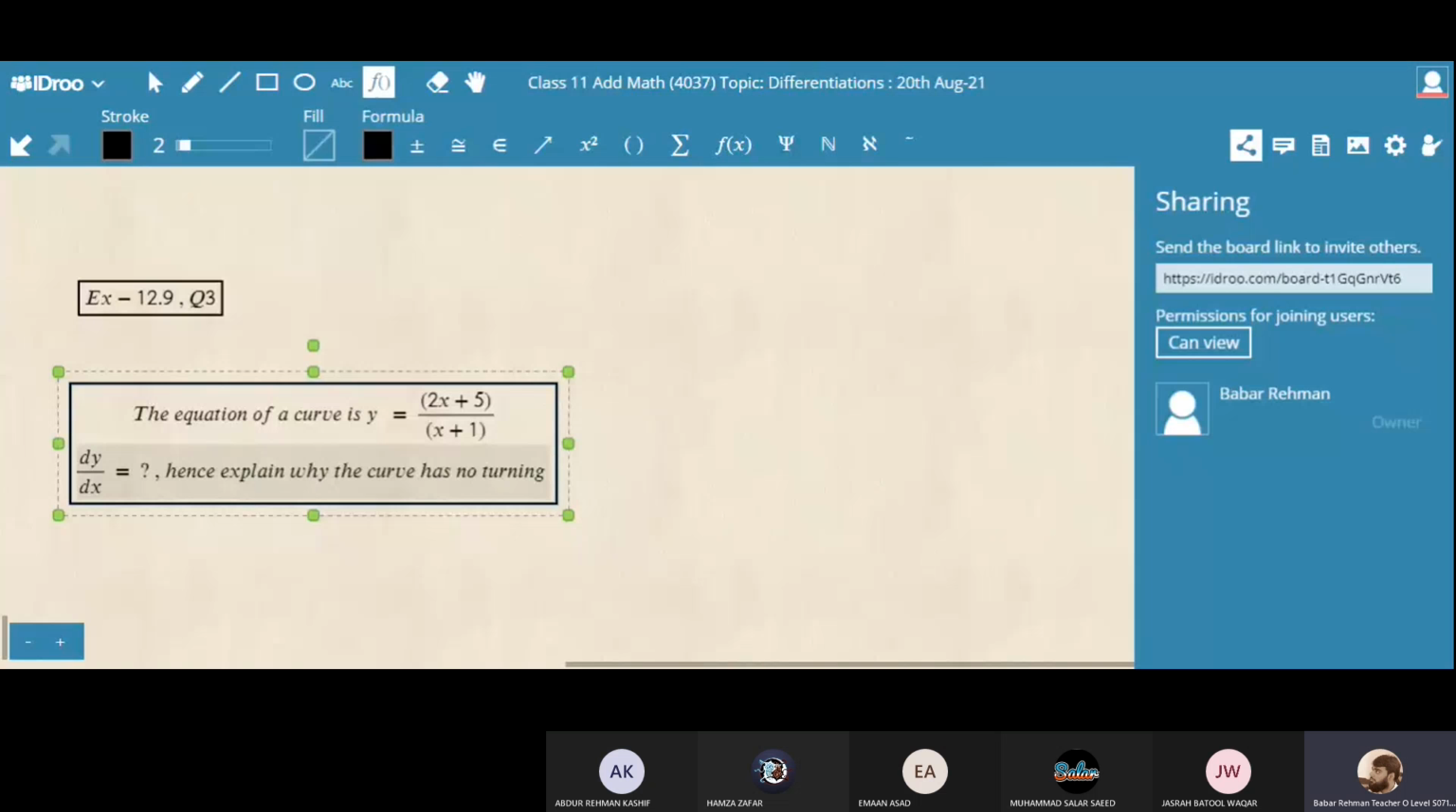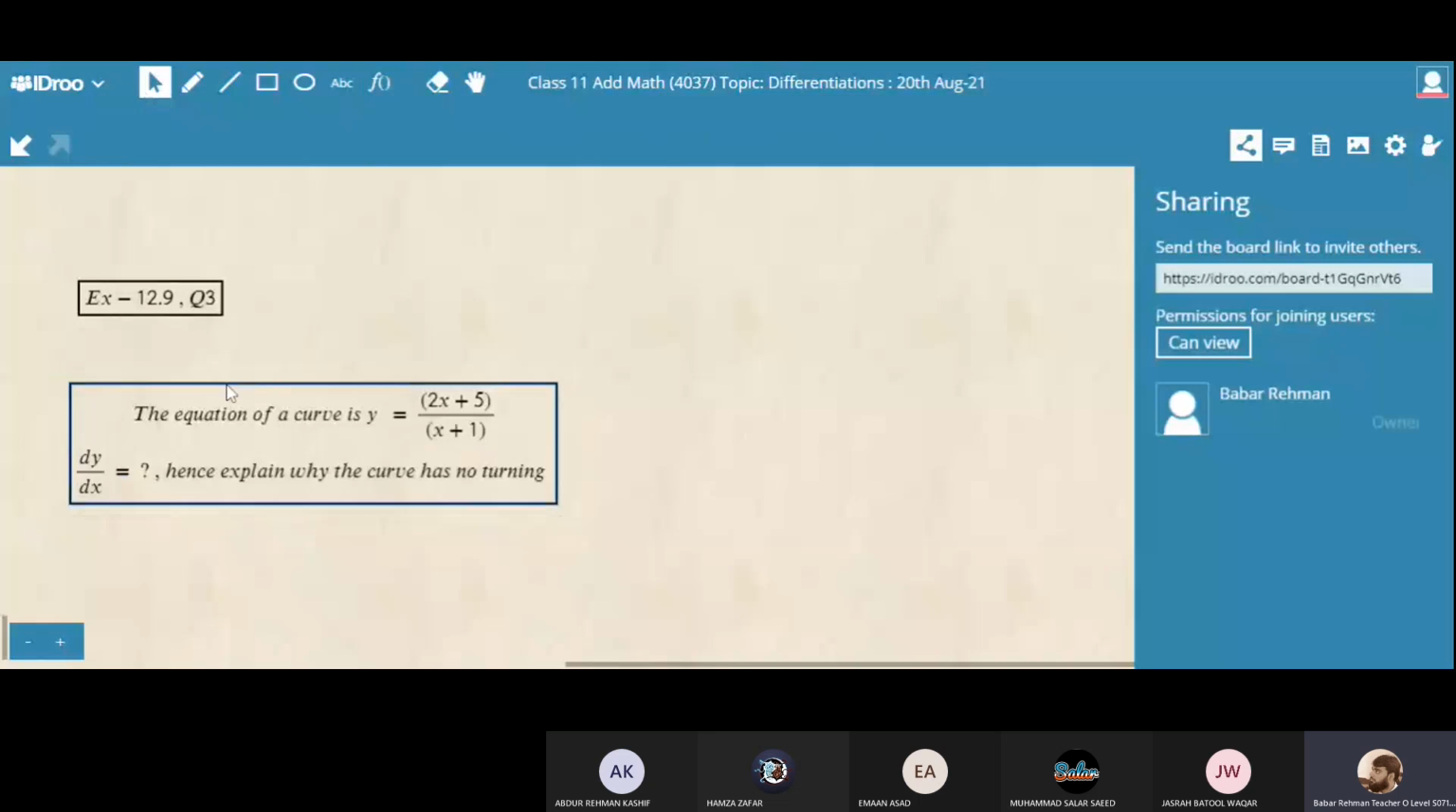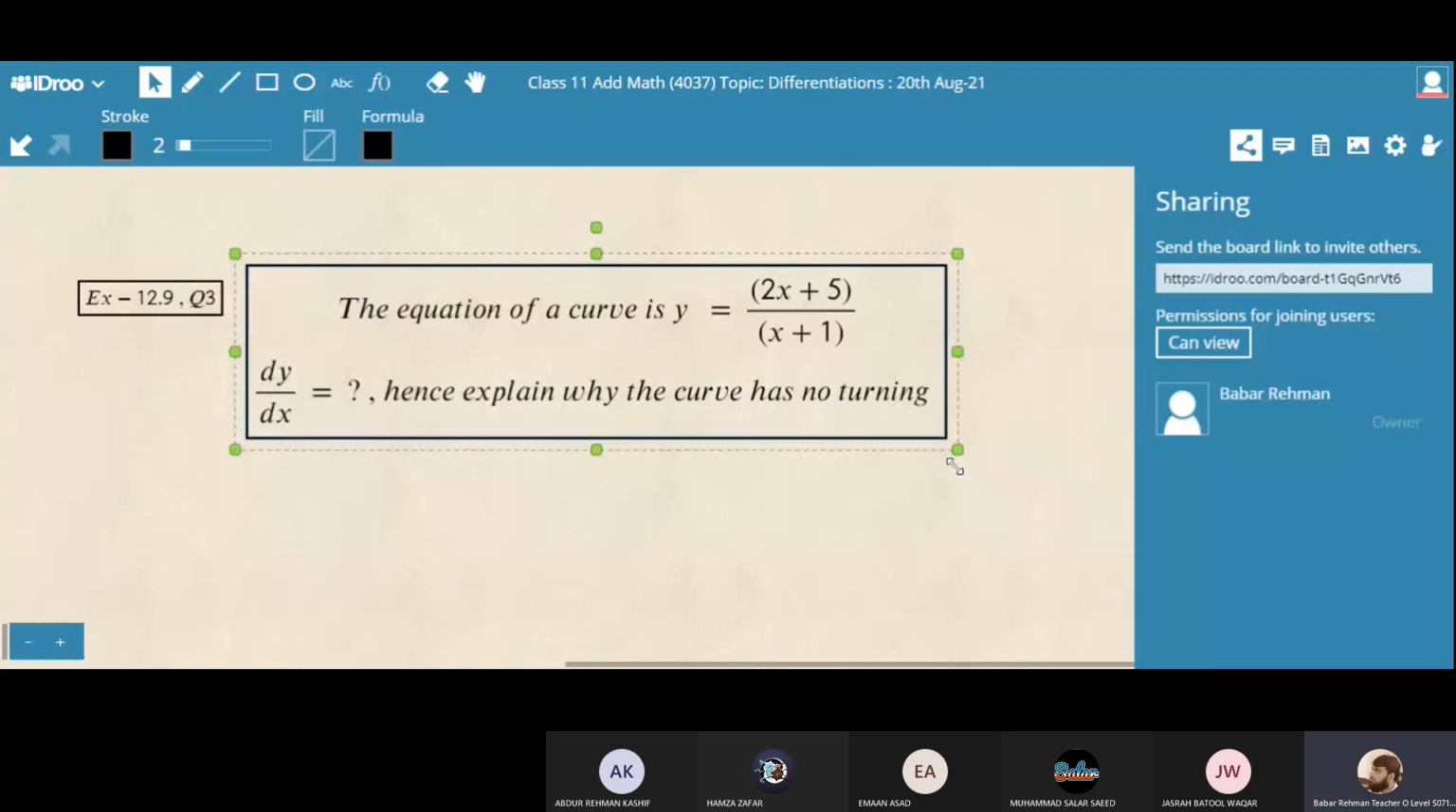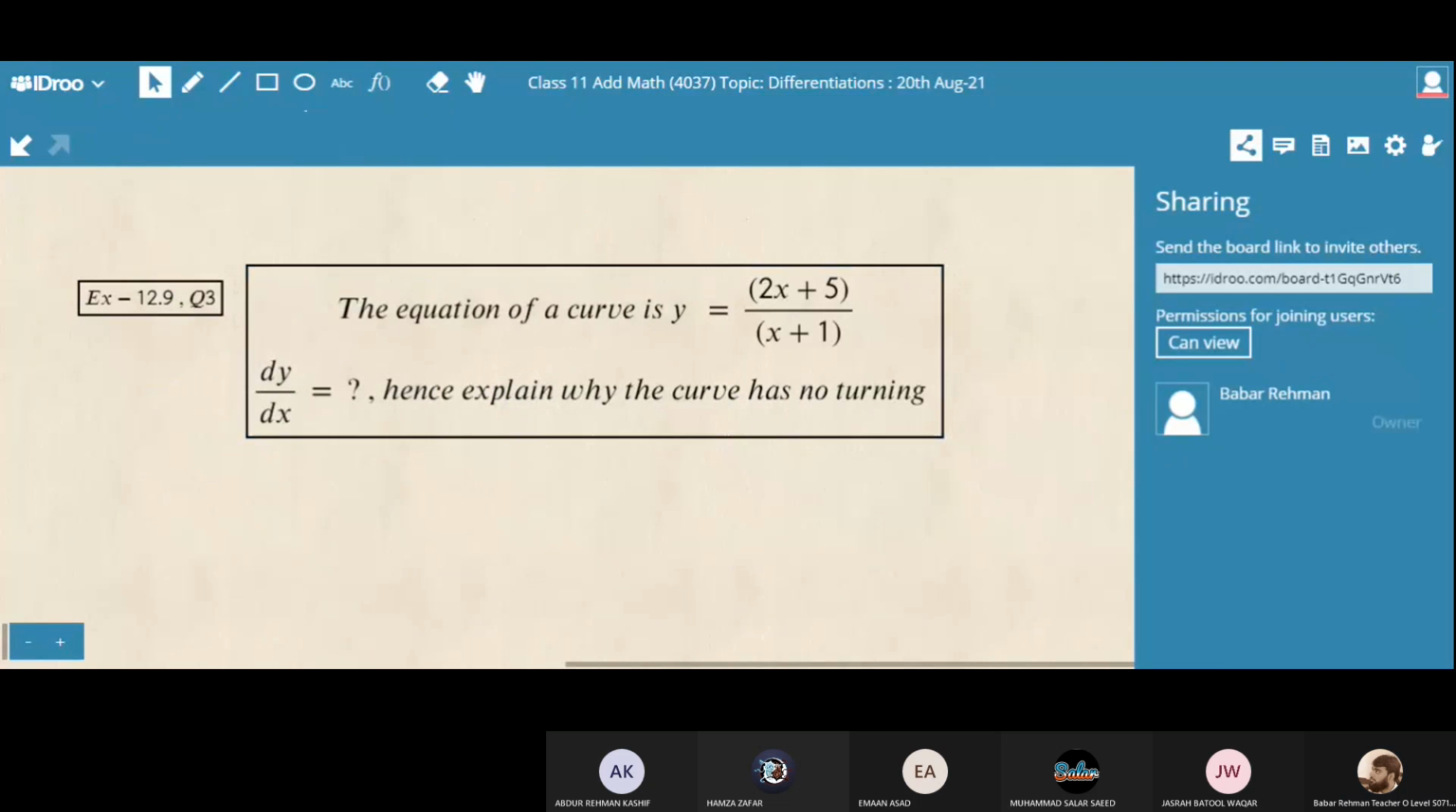Okay, this is the question. Question number 3. Explain why it doesn't have a turning point. When we find turning points, when the derivative is equal to 0, it means there is a turning point. If we put the derivative equal to 0, we will be able to find the value of x or not. So this will tell you. And then question number 4.